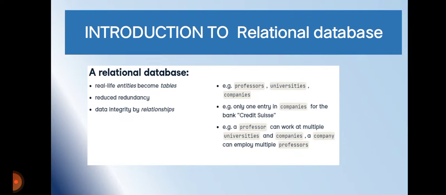Second, we reduce redundancy, like only one entry in companies for Deloitte or Credit Suisse. The third one is data integrity by relationships, like a professor can work at multiple universities and companies. A company can employ multiple professors. So we can basically create tables in relational database systems.